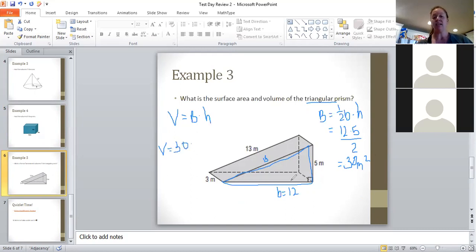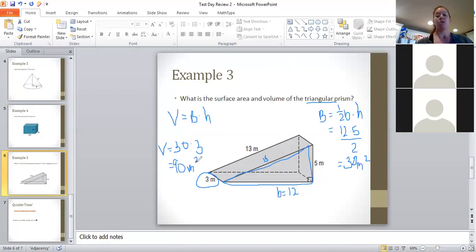The height is the distance between your two bases, right? A prism has 2 bases. So in this case, I have one triangle here, and I have the other triangle in the back. So this prism is actually on its side, right? And so the height of our prism is actually going to be 3. So we're going to plug that in over here. So 30 times 3 is equal to 90 meters squared.